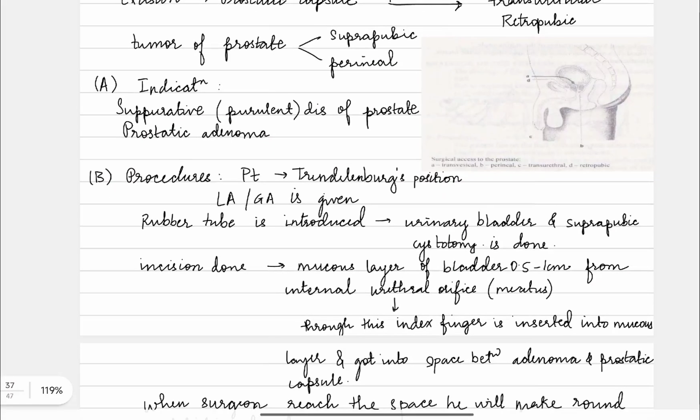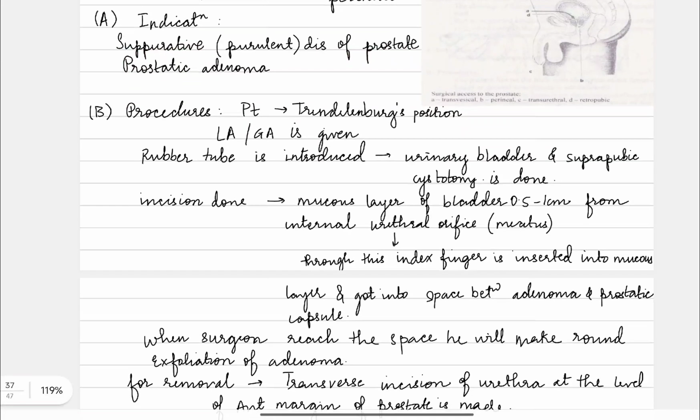Now, if there is purulent disease of prostate or prostatic adenoma, then patient is in Trendelenburg position. Local anesthesia and general anesthesia is given. Rubber tube is introduced. Urinary bladder and suprapubic cystotomy is done. Incision is done on the mucous layer of bladder 0.5 to 1 cm from the internal urethral orifice.